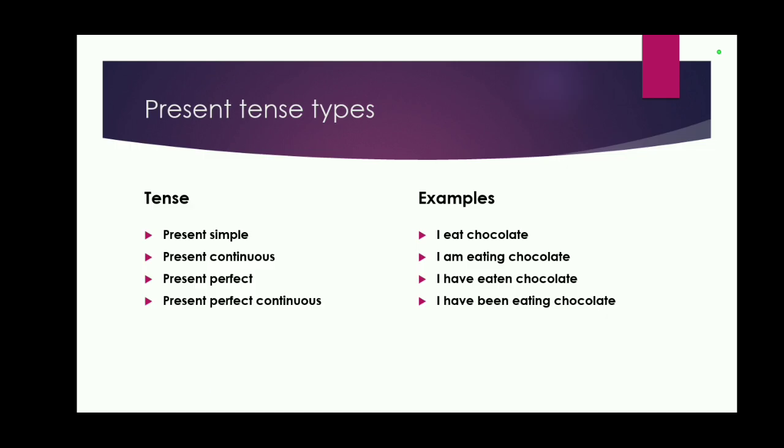Present tense types. Present simple: I eat chocolate. Present continuous: I am eating chocolate. Present perfect: I have eaten chocolate. Present perfect continuous: I have been eating chocolate.